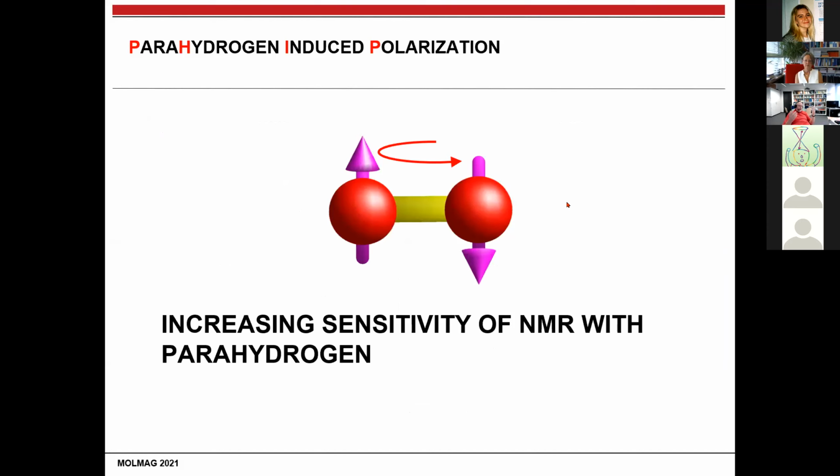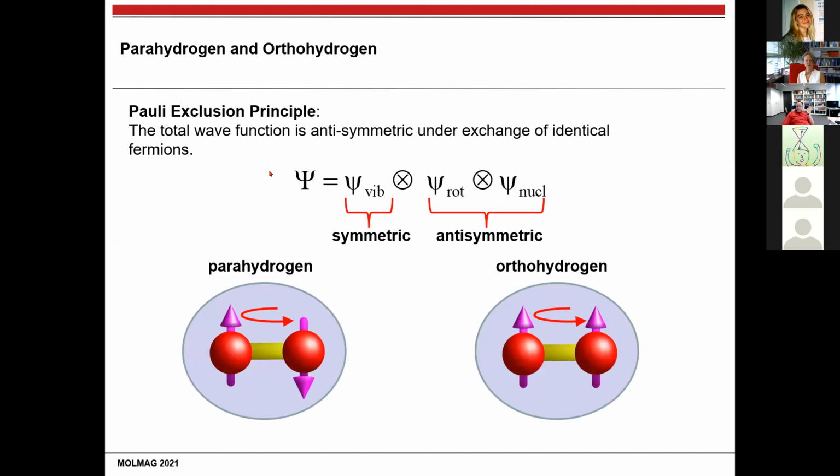We're using 2 of these techniques, DNP and parahydrogen-induced polarization. Today I'm talking about PHIP, parahydrogen-induced polarization, because this was where the collaboration with Kostya and the Novosibirsk Institute was strongest, or is strongest.